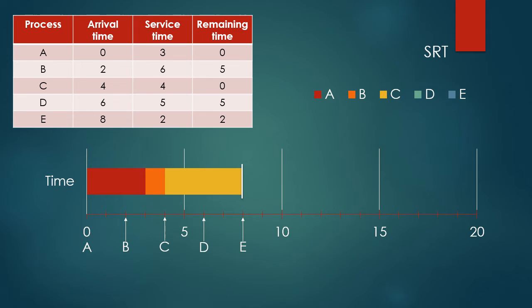Also, E entered the system at 8. Now, the remaining time for B is 5, that for D is 5, and that for E is 2. Since E had the smallest remaining time, it was selected by the dispatcher. It ran for 2 seconds. Then it finished. The remaining times for B and D both are 5 now.